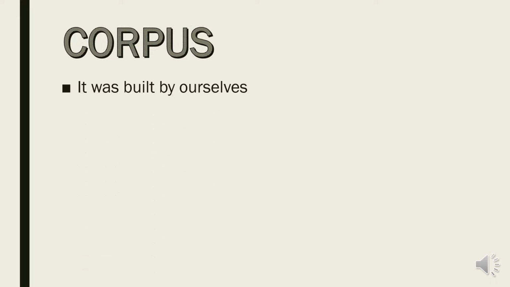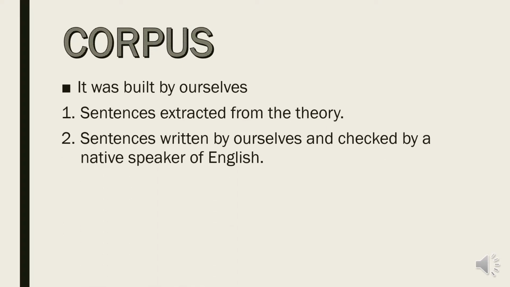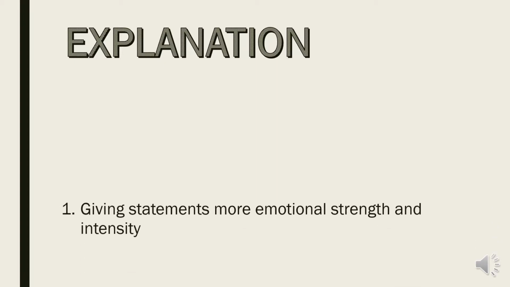Our corpus was built by ourselves, extracting some examples from the theory, and also writing our own sentences. In addition, these sentences were checked by a 24-year-old native speaker of English. As I have already said, we are going to explain when stative verbs can occur in the progressive aspect. This is related to meaning, and in this particular presentation, we are going to expose 5 meanings.